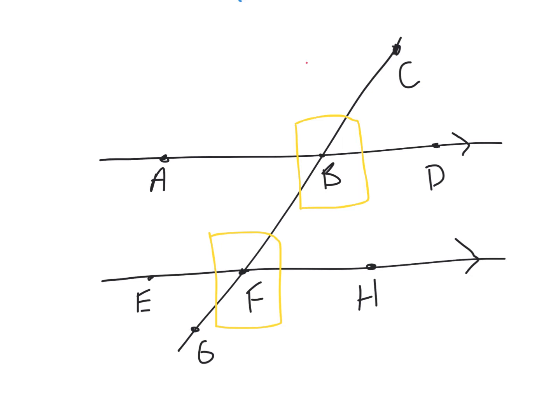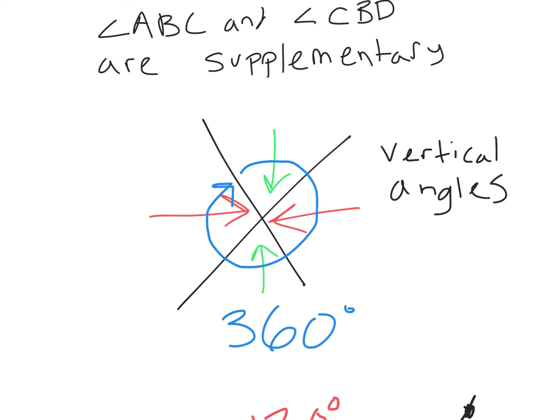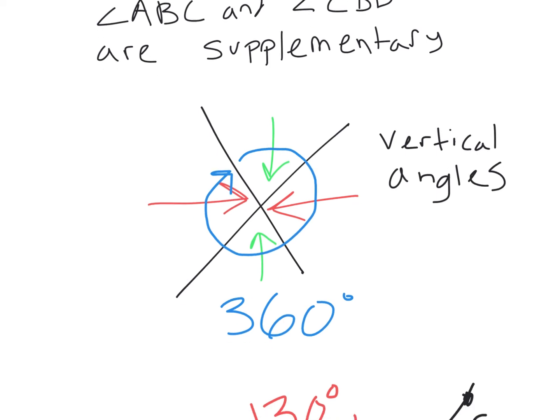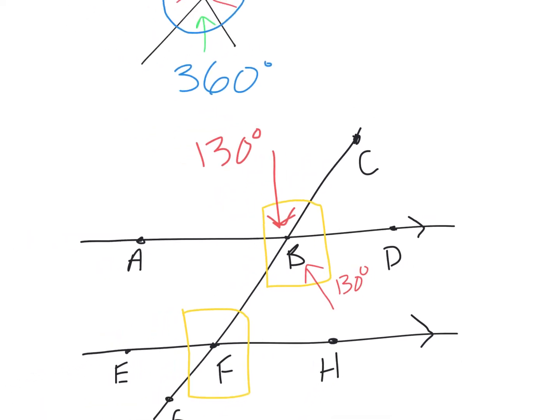Let's say that I were to say that this angle right here was 130 degrees. Well, we talked about vertical angles, that when two lines cross, opposite angles have the same measure. Well, if we look over here, here is an opposite angle with two lines crossing. So we can say that this angle here is also 130 degrees. So angle ABC and angle FBD are the same measure.